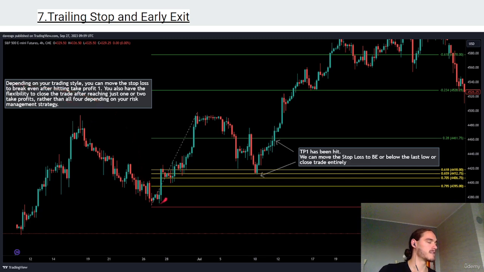So let's say you put your tools from low to high, and you are filled, and take profit 1 has been hit. We can move our stop loss to break even or below the last low, or even close the trade entirely. It's up to you and your risk management strategy.